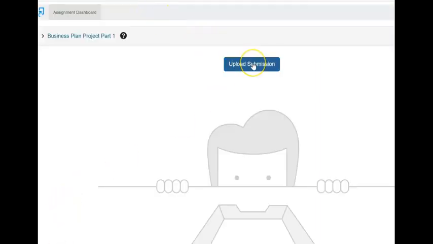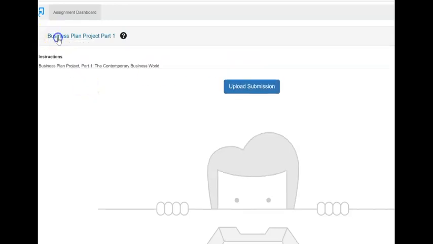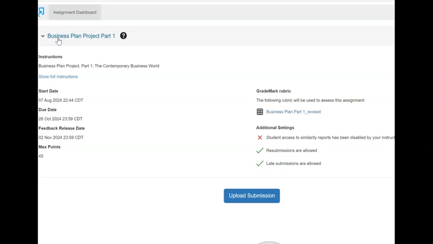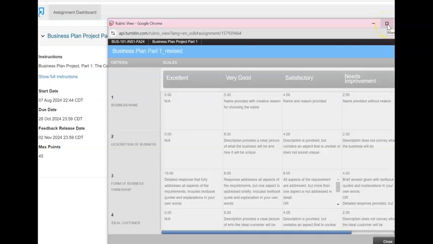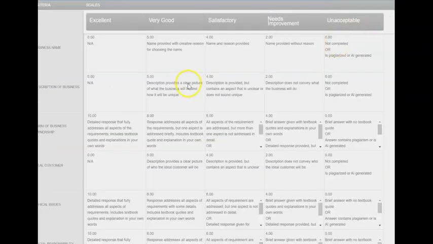So you'll just click here to upload your file when you're ready to submit it. But to see the rubric, if we click on the Business Plan Project Part 1, here you're going to see the rubric. So we can click on this rubric and you can see how the grade is going to be determined.